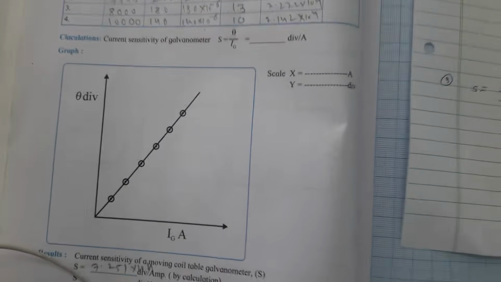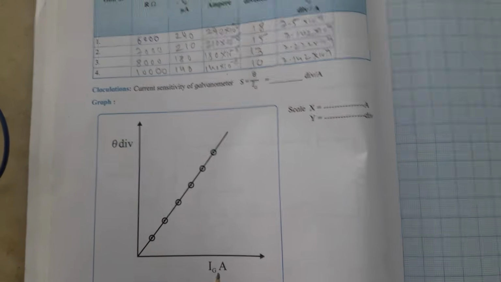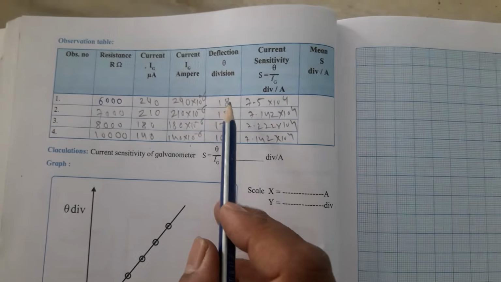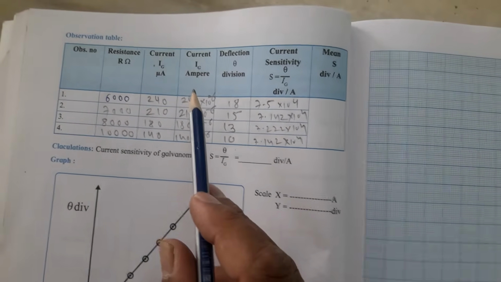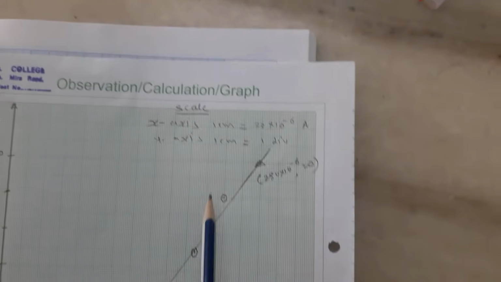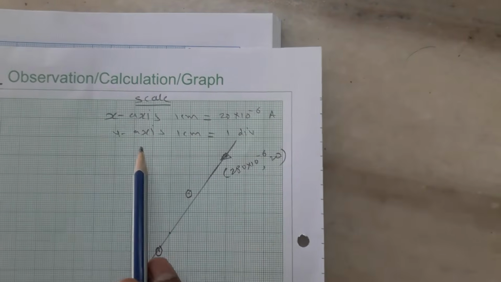Now by graph, we'll go for the graph. If you see, the graph is theta versus I suffix g, that is division versus current in ampere. These are the divisions and this is what we can call the current sensitivity. We'll draw the graph here. I did the graph on this paper. So let us see the graph, how we did the selection of a scale, etc. The scale we took on the x-axis: 1 centimeter is 20 into 10 raised to minus 6 ampere. On the y-axis, 1 centimeter is equal to 1 division.